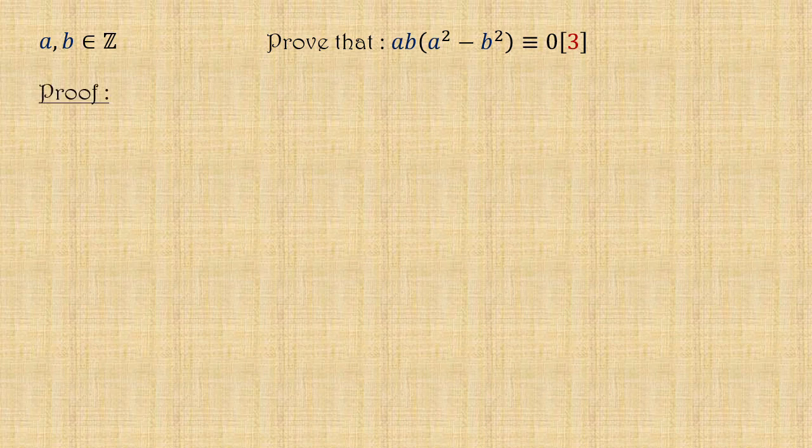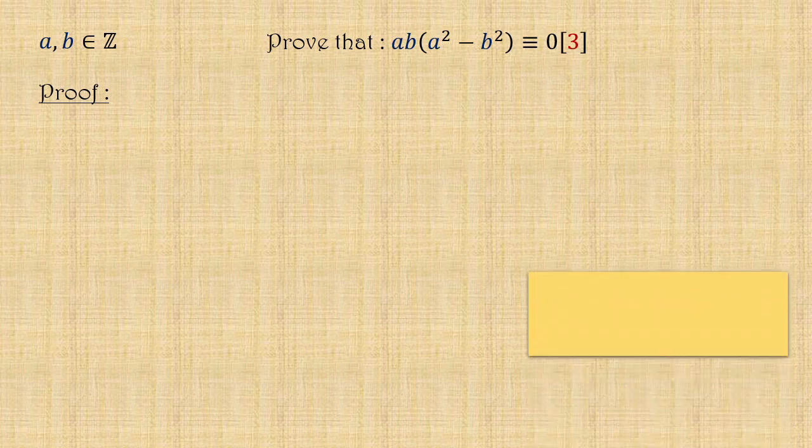In order to prove this proposition, we will, at first, prove that every integer number x, when raised to the power of 3, is congruent to itself modulo 3. And in order to prove that, we will use one property about congruence.